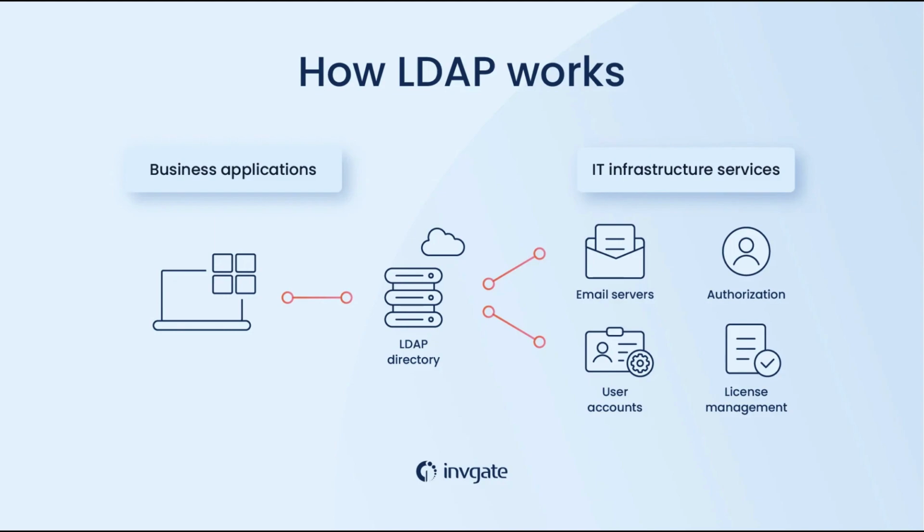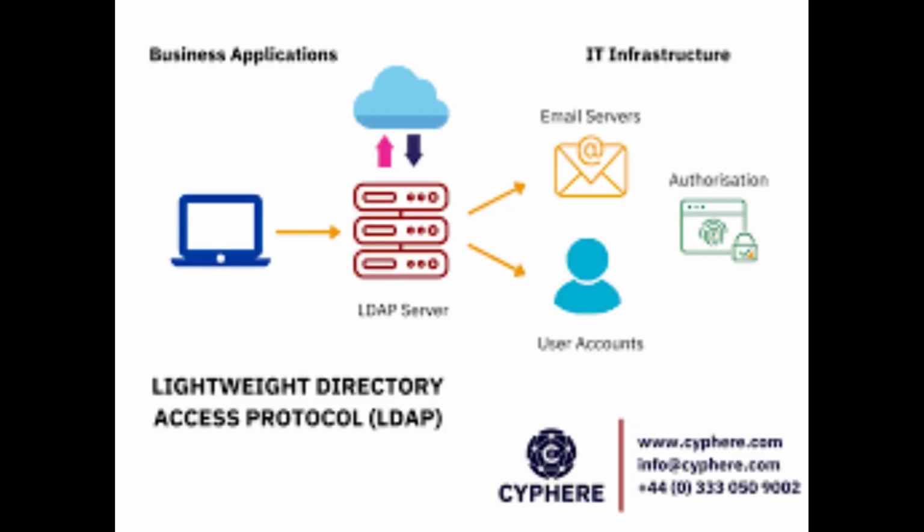Directories in the context of LDAP are structured databases that store and organize information about users, devices, applications, and other network resources. LDAP directories are hierarchical, meaning that data is organized in a tree-like structure with entries and attributes. Here are some key concepts related to LDAP.